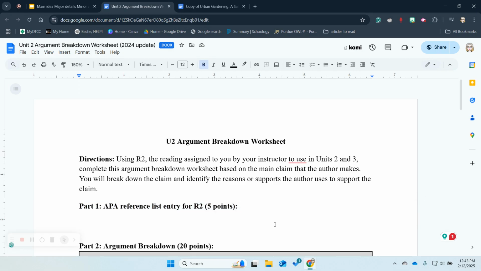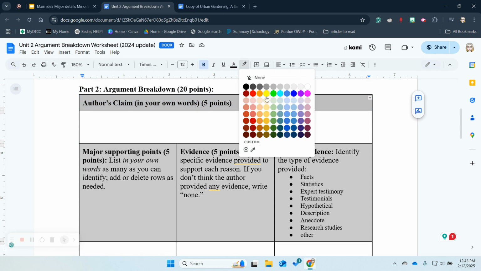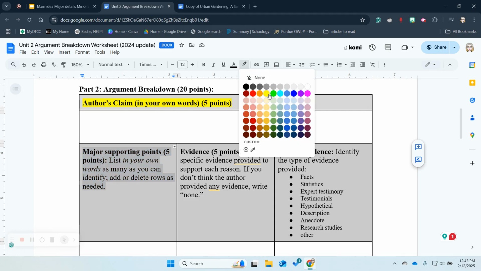Okay. So today, this lesson, we're going to start with part 2, and specifically we're going to work on writing the author's claim in your own words and writing the major supporting points in your own words.